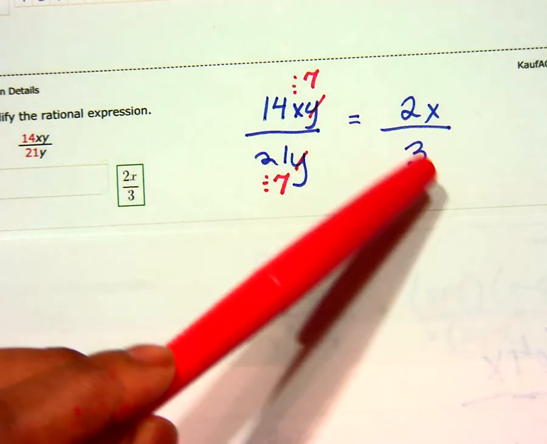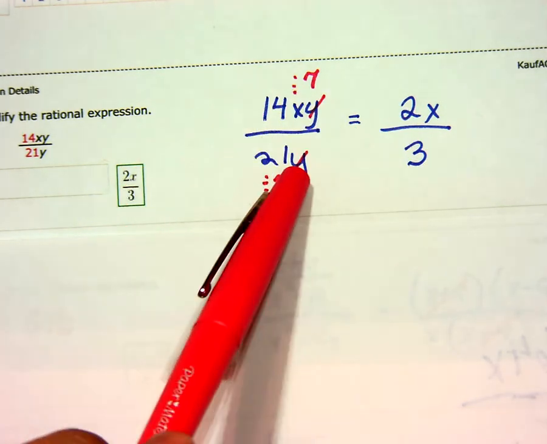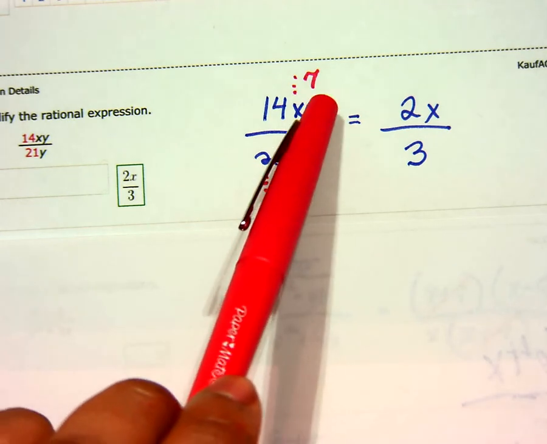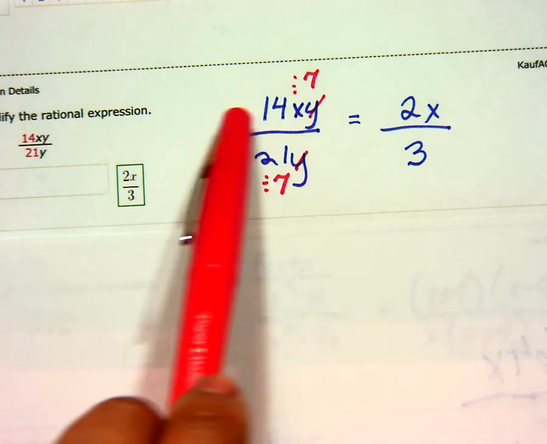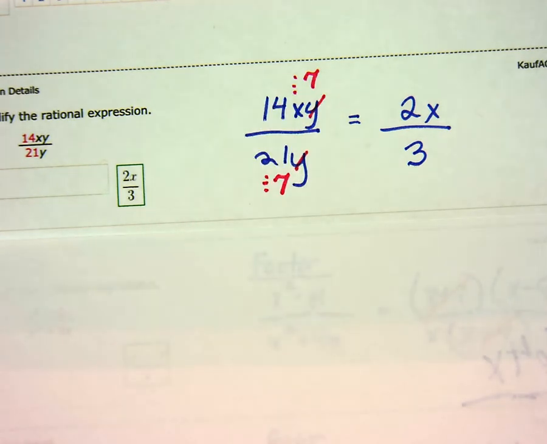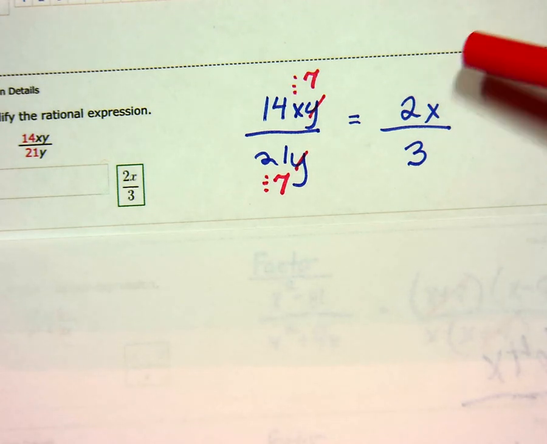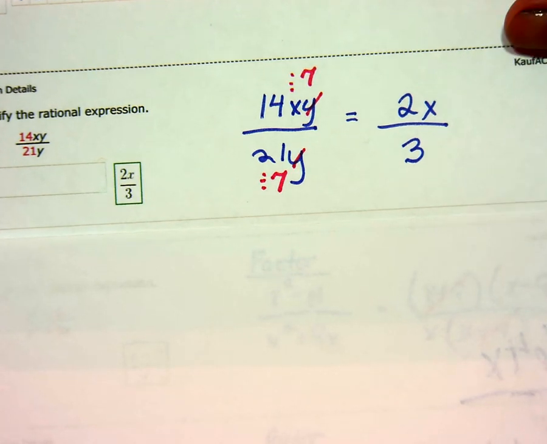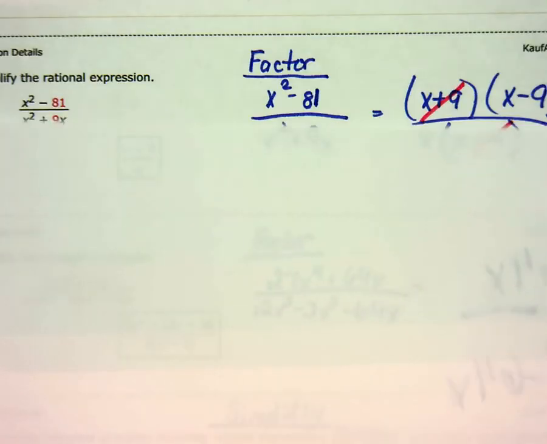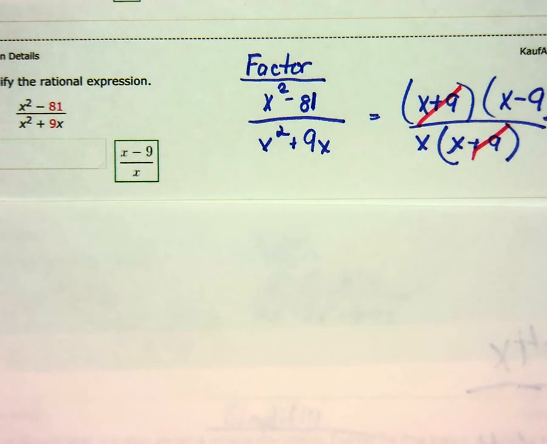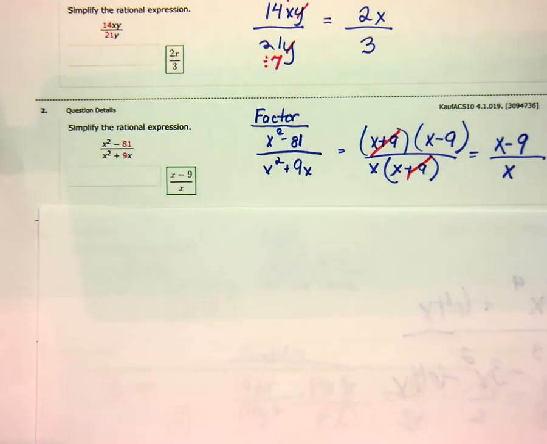Hence, you got your 2 and your 3. But since you have the same number of y's on both the numerator and the denominator, so on top and the bottom, therefore they're going to cancel out. So your overall answer now is 2x over 3. For your next example, once again, you have to factor. So this is another rational expression.